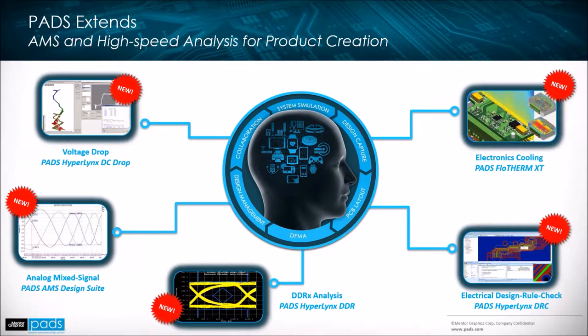These are some new options that were introduced in the product creation platform. HyperLynx DC drop allows us to analyze power planes for DC drop, analog mixed signal for SPICE simulation, as well as using VHDL modeling. DDR analysis just to ensure that you have the correct timings on your DDR nets. Electrical design rule check is just for EMI issues. And then FloTHERM XT is for thermal simulation.